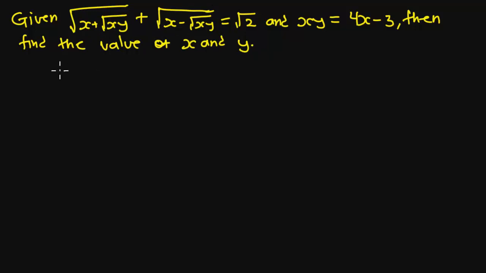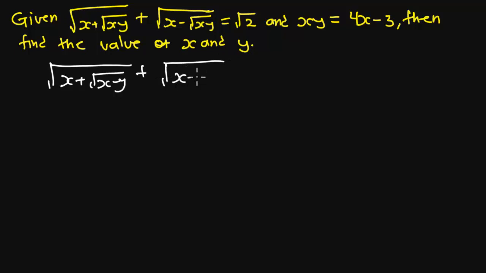Now we are given the square root of x plus the square root of xy, plus the square root of x minus the square root of xy, to be equal to the square root of 2. So from here we are going to start by squaring both sides.